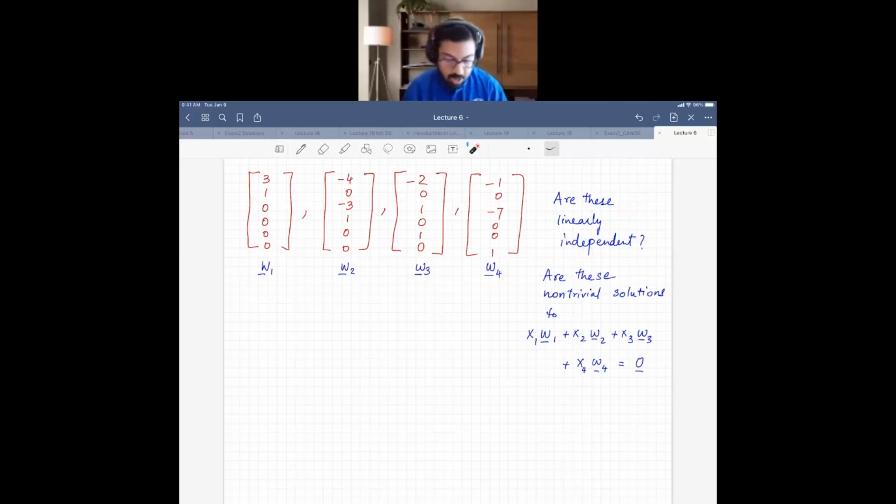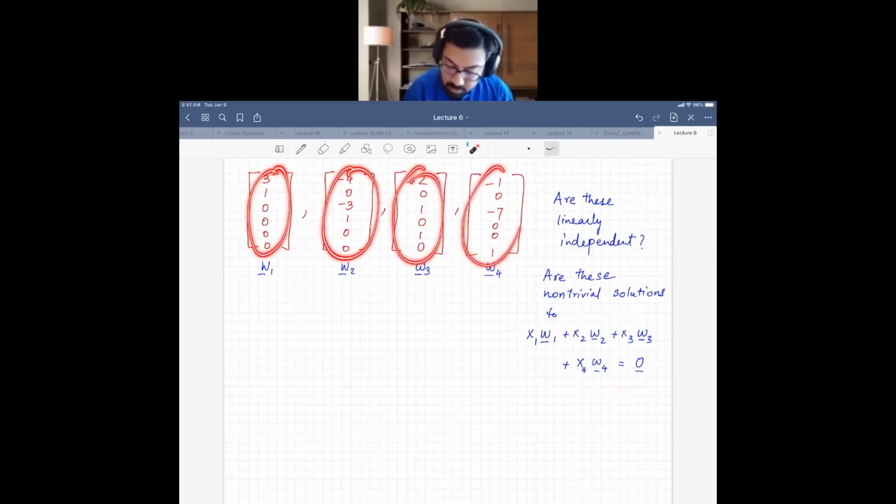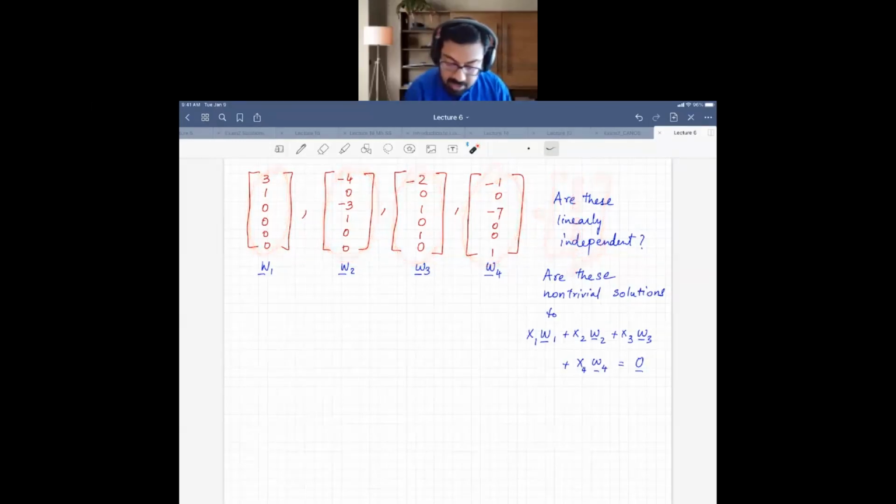So let's see how we can check whether you get trivial or non-trivial solutions. I need to find x1, x2, x3, x4 so that this is satisfied. If you take x1 amount of this plus x2 amount of this plus x3 amount of this plus x4 amount of this, it should equal a bunch of zeros, 6 zeros, which means you can write this new system of equations based on that.